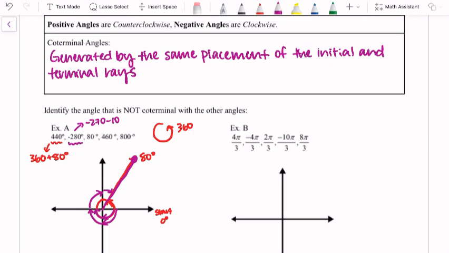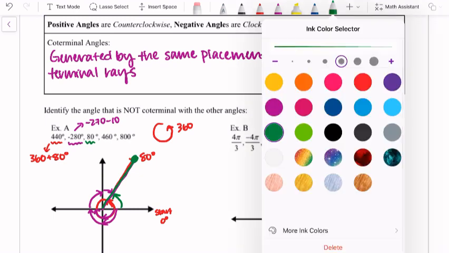Let's do 80 degrees. Well, 80 degrees I know is starting at 0, and I'm going 80 degrees. So we're there as well. It's great for us. Okay, running out of colors quickly.